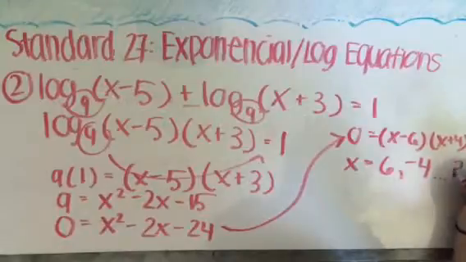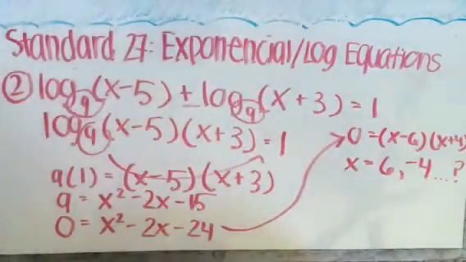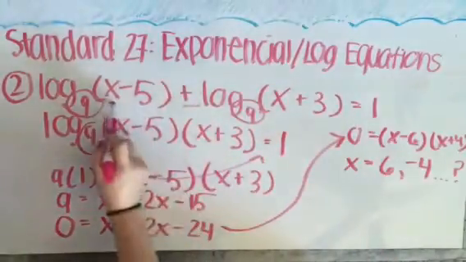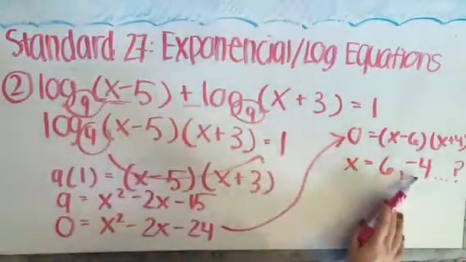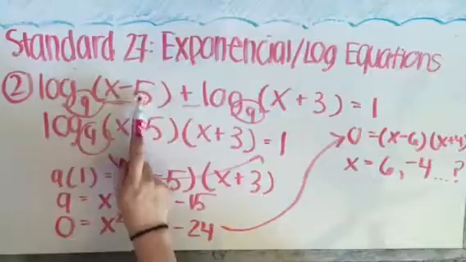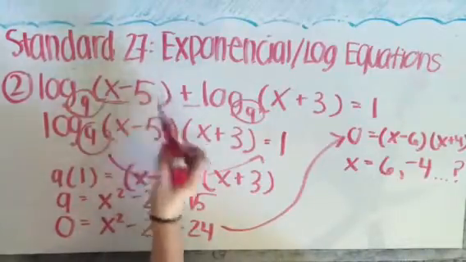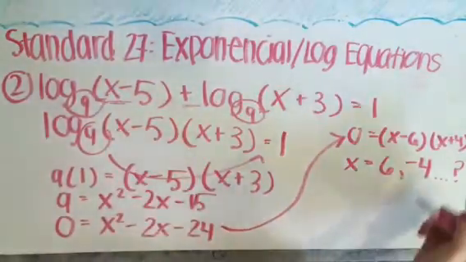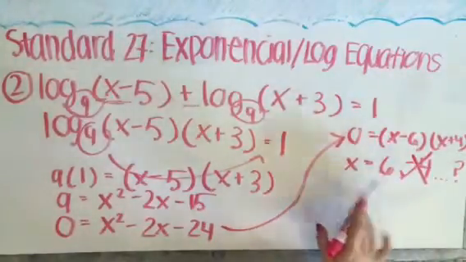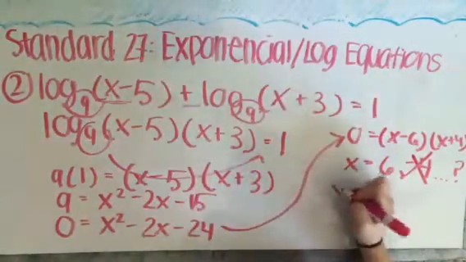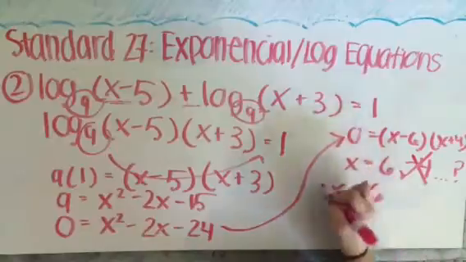But you're not done here. You need to go back and check what works in the log. When you plug in negative 4, x minus 5 would be negative, which makes the log negative, which you can't do. So then you can cross out this negative 4. Plugging back the 6 in, it works. So the final answer would be x equals 6.